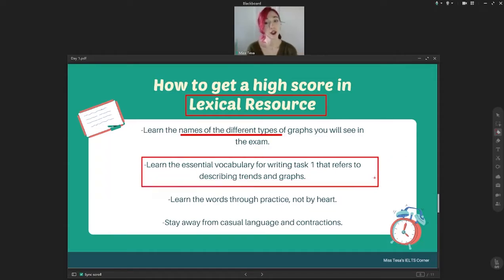The next one is learn the essential vocabulary for writing task 1 that refers to describing trends and graphs. Okay? And this is usually vocabulary like, oh, we see a rising trend in the number of people consuming television. Or there was a sharp decrease when it comes to high school students going to the mall. I don't know, right? So either or.